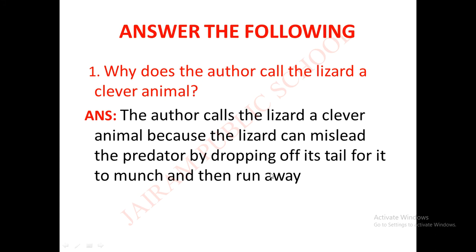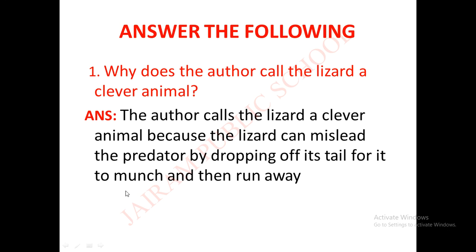So why? What is the reason? The lizard can mislead the predator by dropping off its tail for it to munch, and then it will be running away from that place. So the answer is this. Repeat all of you. The author calls the lizard a clever animal because the lizard can mislead the predator by dropping off its tail for it to munch and then run away.